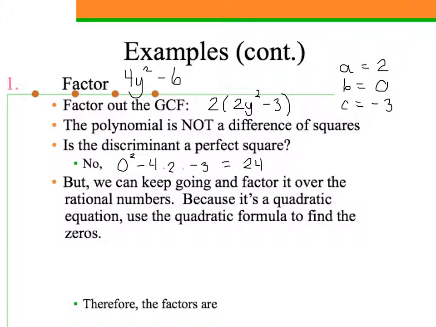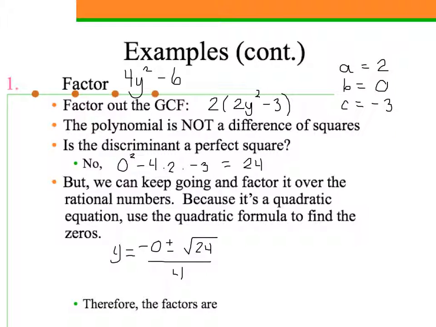But the good news is we can keep going. No, we cannot factor this over the integers, but we can factor it over irrational coefficients, in other words, those that might have a square root in them. So I'll proceed just as I did previously when the discriminant was a perfect square. I'll use the quadratic formula. So x equals negative b plus or minus the square root of b squared minus 4ac all over 2a.